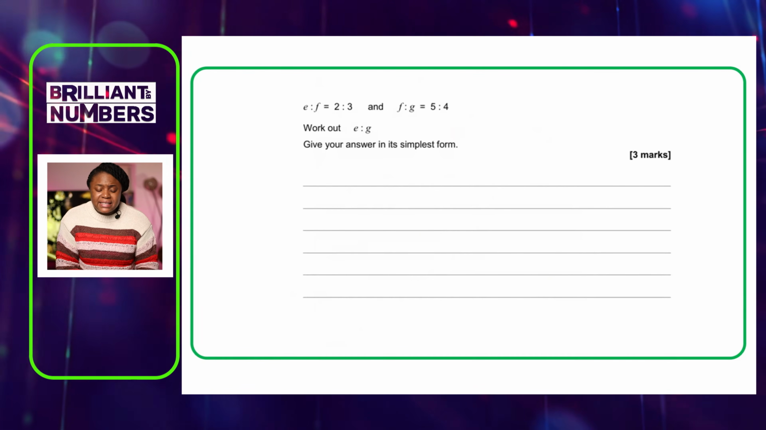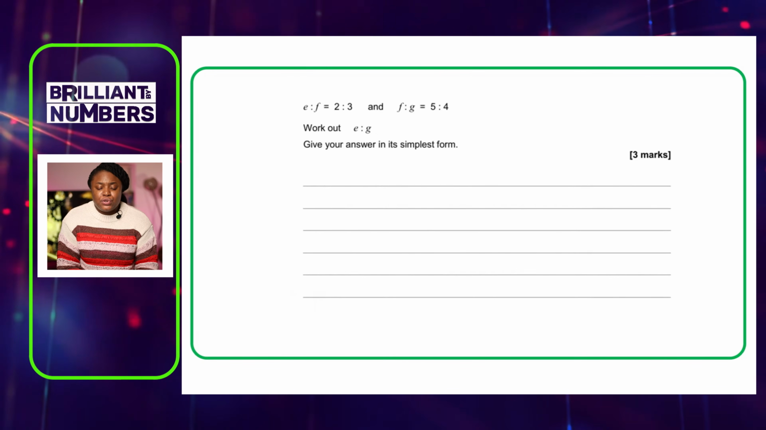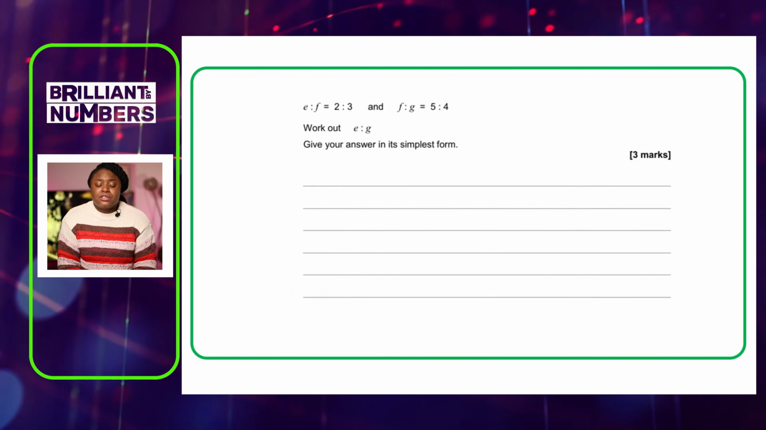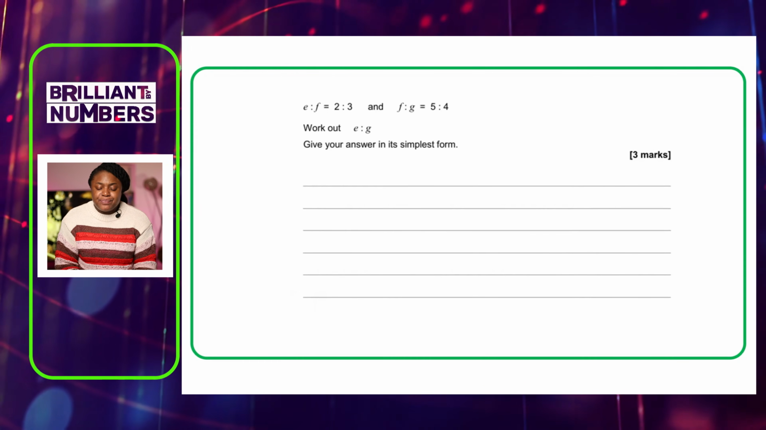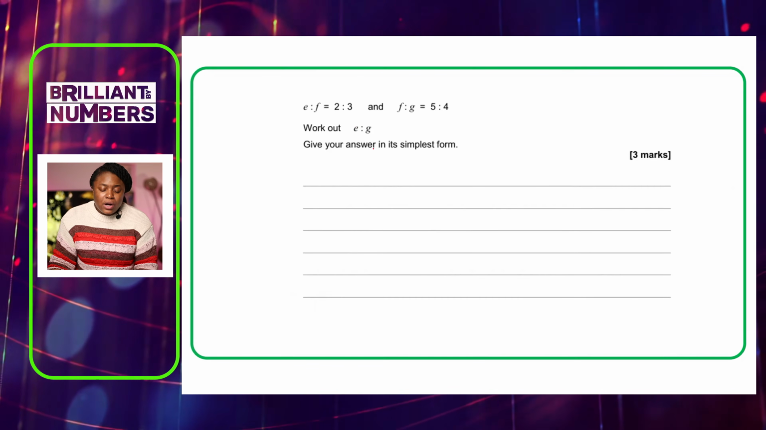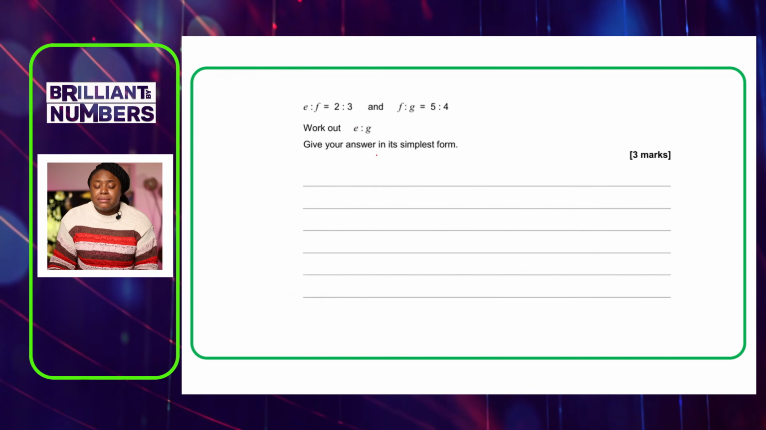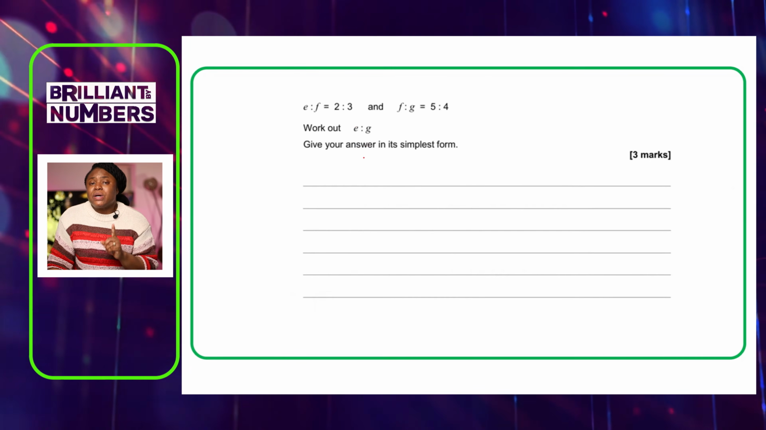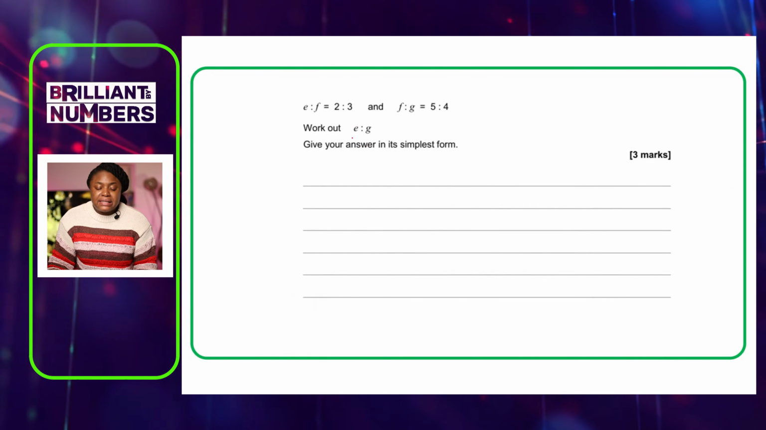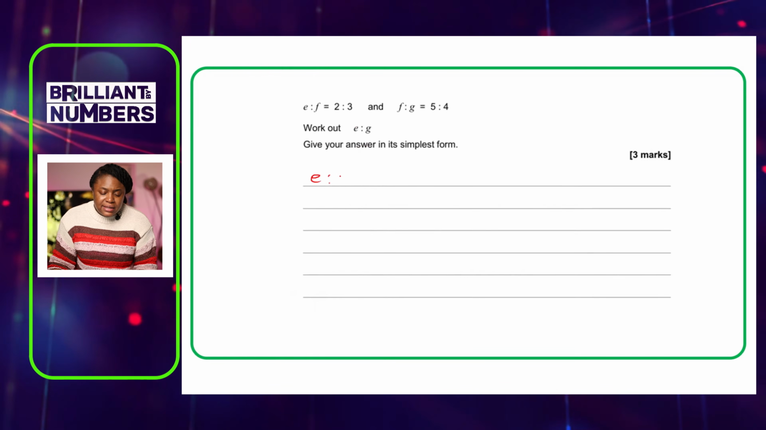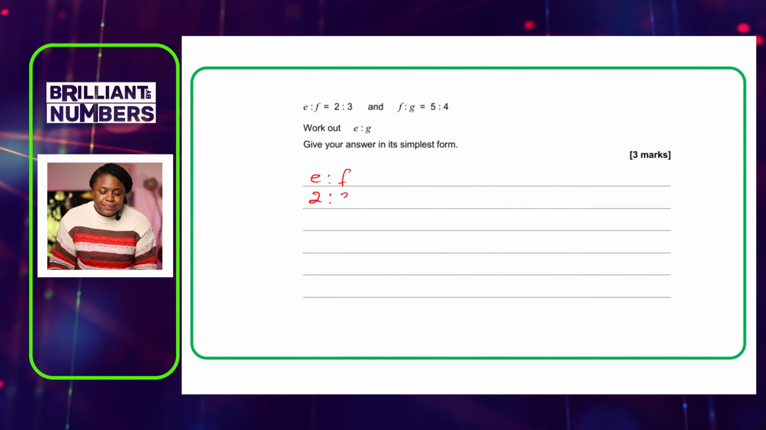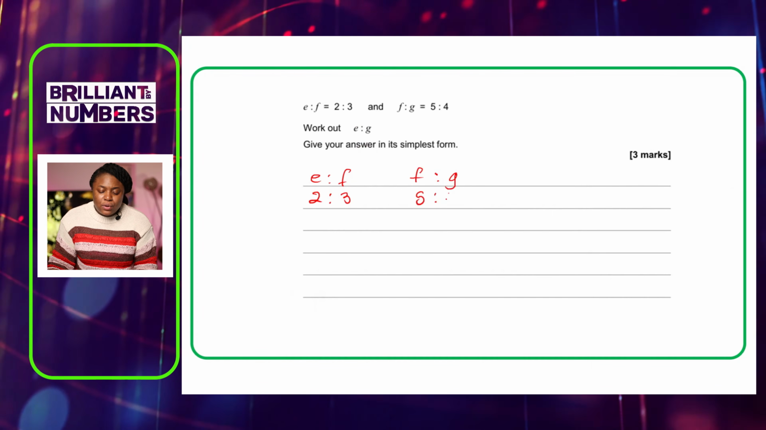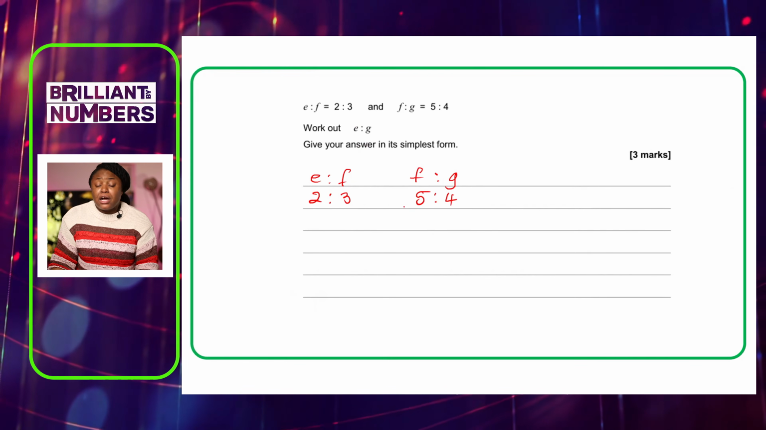We're told here that e to f is equal to 2 to 3 and f to g is equal to 5 to 4. We're asked to work out e to g. Now we can see here we're asked also to give our answer in the simplest form. Now if you notice here, there are 2 times where the ratio f is considered. So let's rewrite it. E to f is 2 to 3 and f to g is 5 to 4. Now we've got 2 f's and they are not the same.